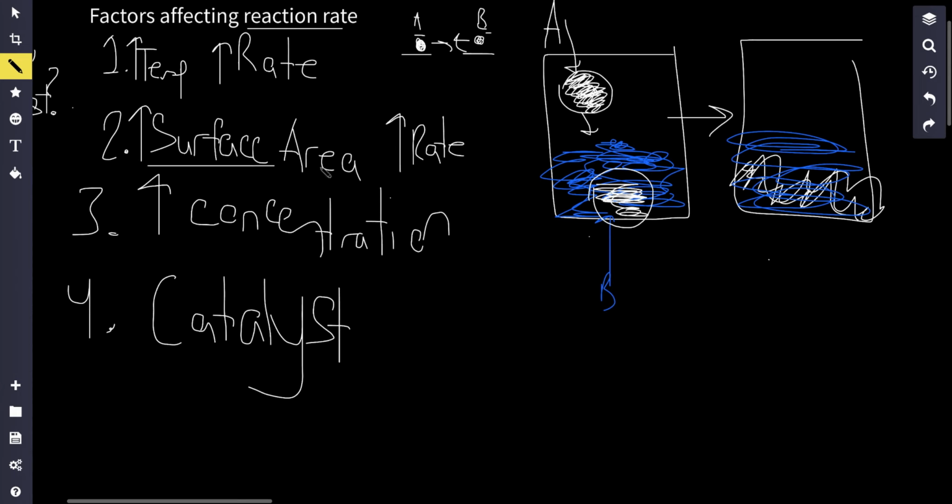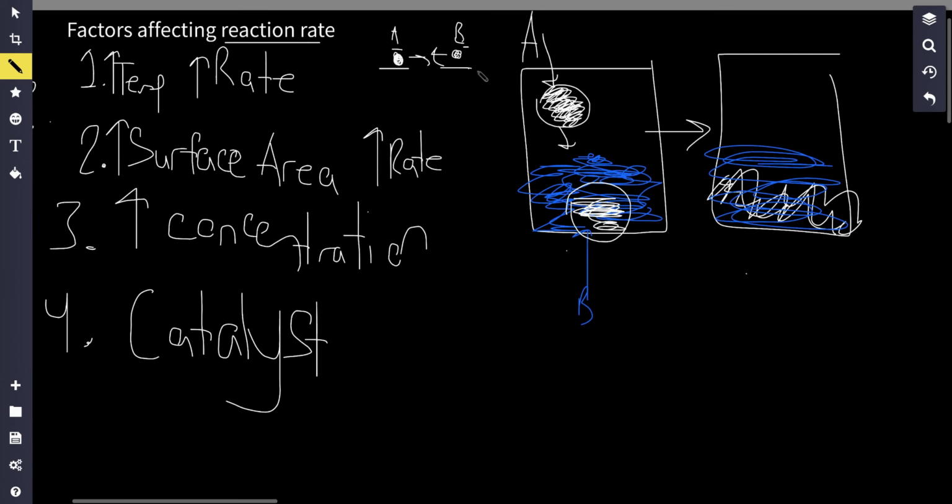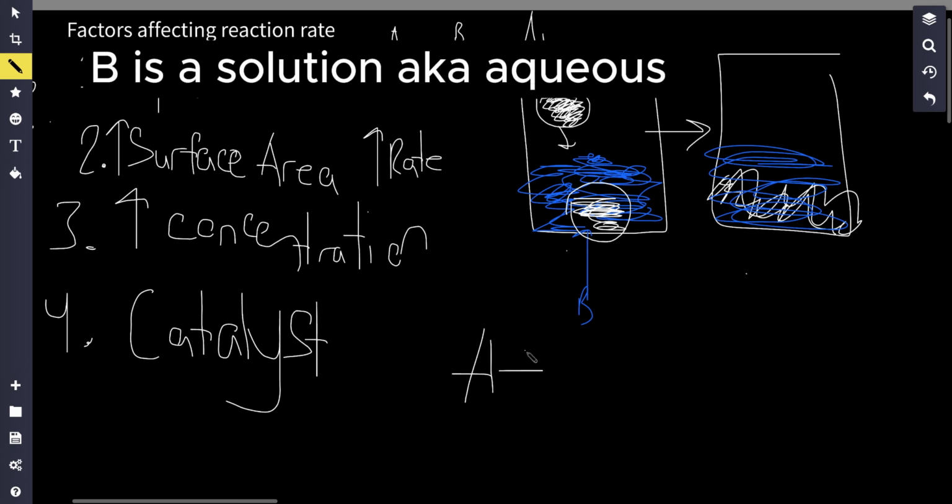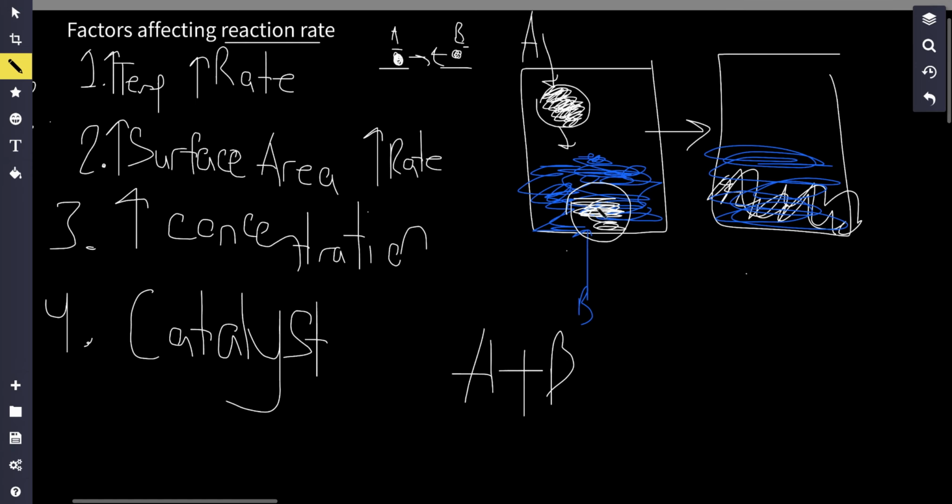Now, number two, surface area. If we increase the surface area for whatever reactants that we have, we're going to increase the rate for our reaction. Now, let's say A is a solid, some sort of particle. Let's say we're reacting A with B. I drop A into B. Now, the reaction is only limited to this area, right? Because it has such a tiny surface area.